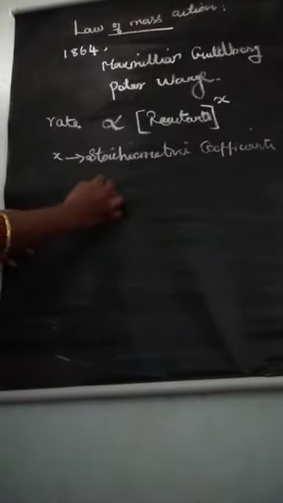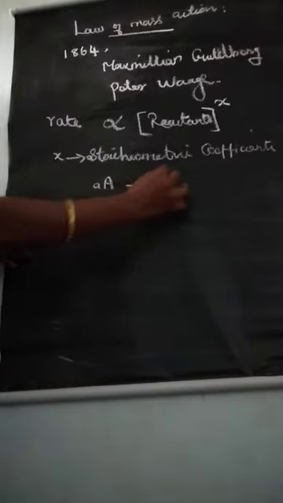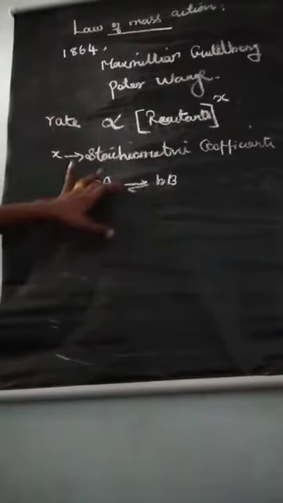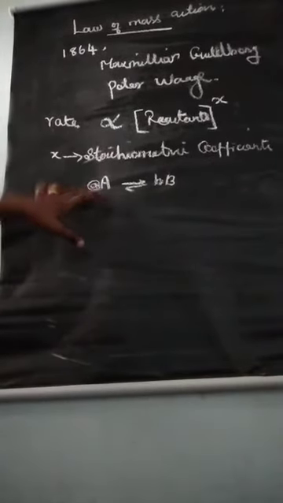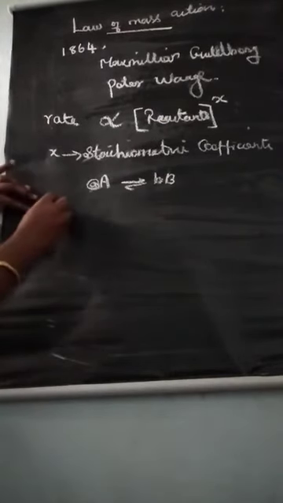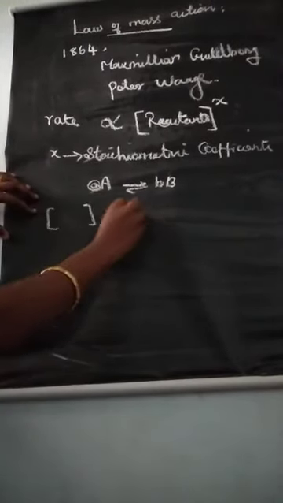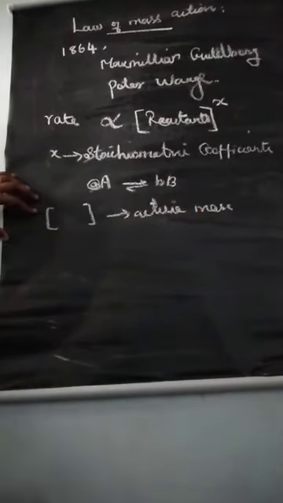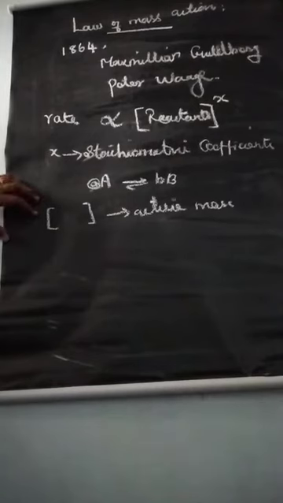For example, A gives B means the stoichiometric coefficient of reactant A is the small a. So this x represents stoichiometric coefficients of reactants. Understand? Then the square bracket represents the active mass of the reactants.